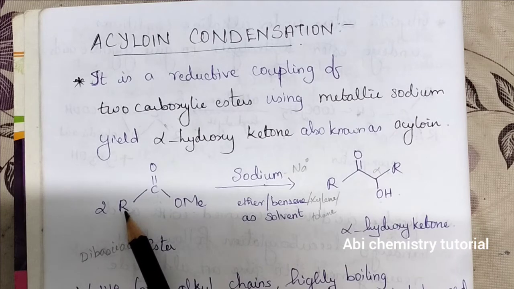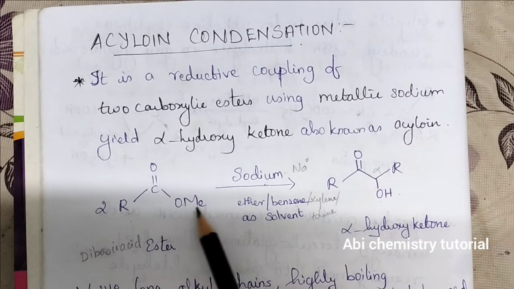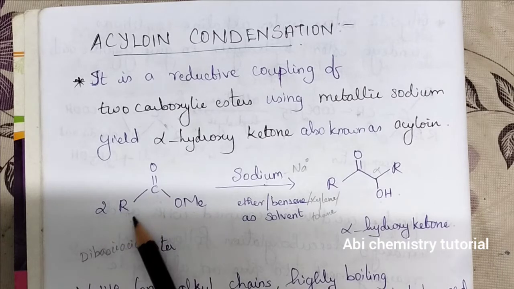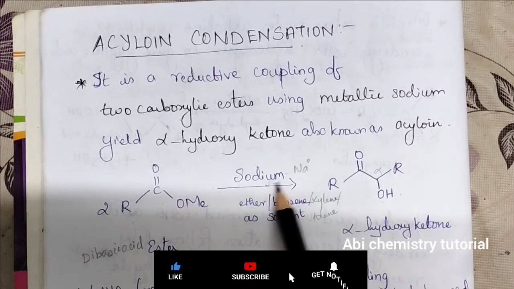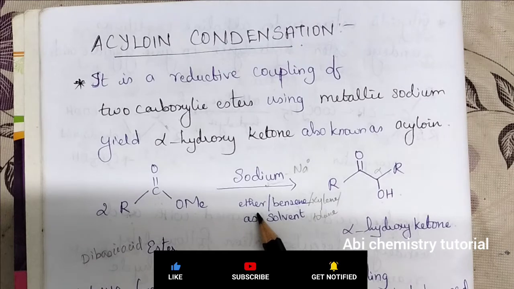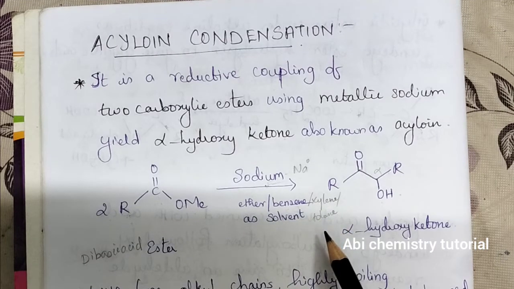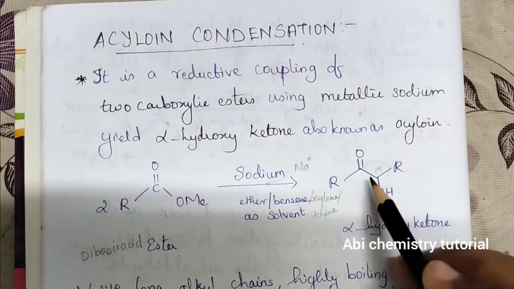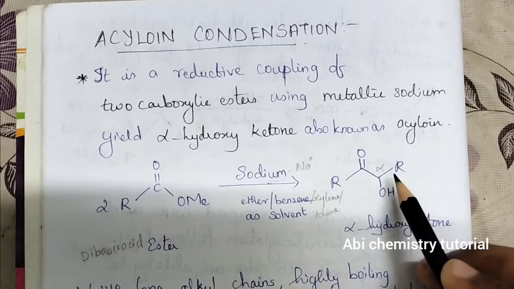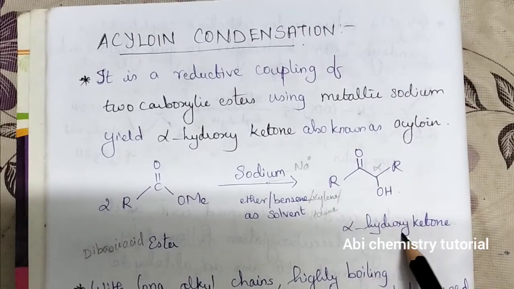Here is an example for you. In general, let us represent the alkyl group as R. RCOOMe is an ester, as you know. Two molecules of this ester are coupled in the presence of metallic sodium, using ether or benzene or xylene or toluene as the solvent, to give the product alpha hydroxy ketone. Here you can see this is the functional group and this is the alpha position where you have the hydroxy group. That is the reason it is called alpha hydroxy ketone.